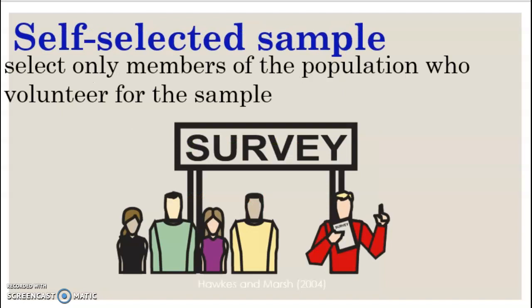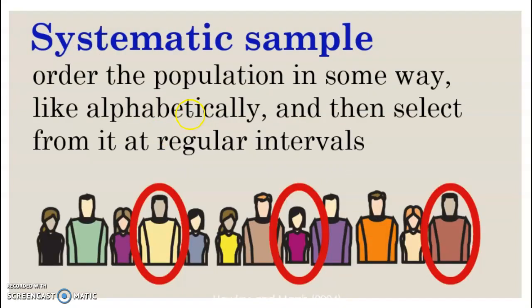A self-selected sample: you select only members of the population who volunteered for the sample. That can sometimes produce a little bit of bias, but sometimes that's how they got the COVID vaccines working, people volunteered to be jabbed to see if it would work. Systematic sample: order the population in some way, like alphabetically, and then select from it at regular intervals. I remember we used to have one where they would say you got every 10th person out of a phone book. Well, the phone book is alphabetical, so that would be a systematic sample.